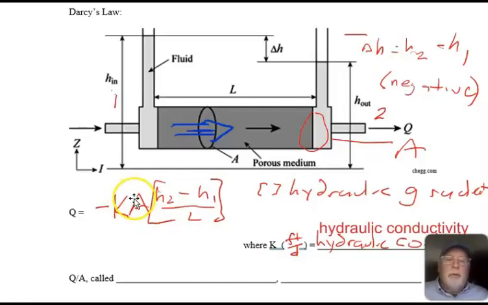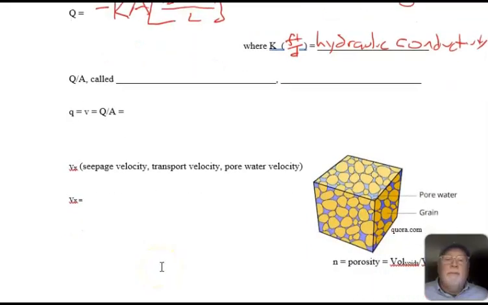We can also pull this A over on the left-hand side, and we can have Q over A. We might call that, it looks like a velocity because it's going to be units of feet per day or something, but I'm going to call it the specific discharge. We'll get into in a second why that's not a velocity.